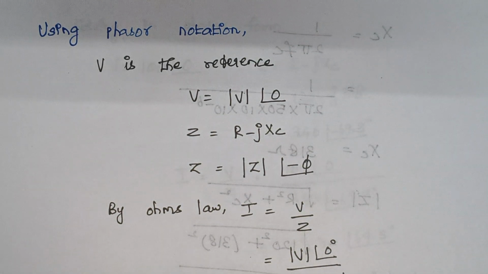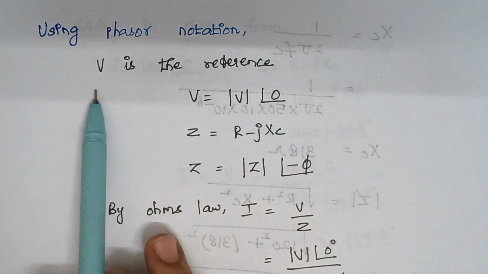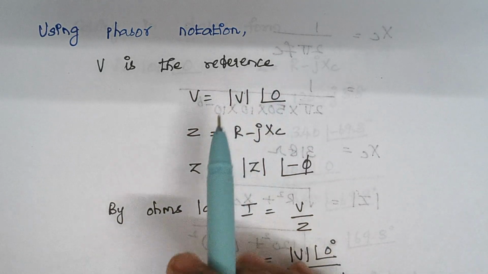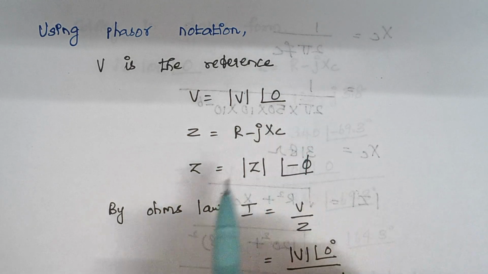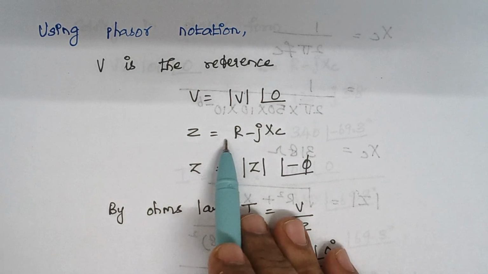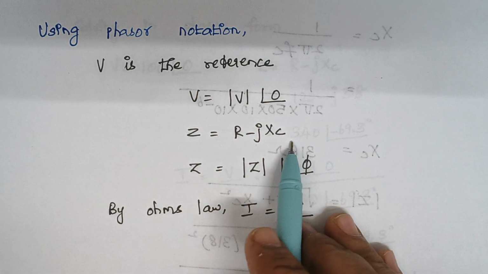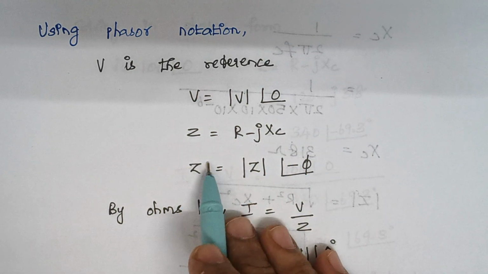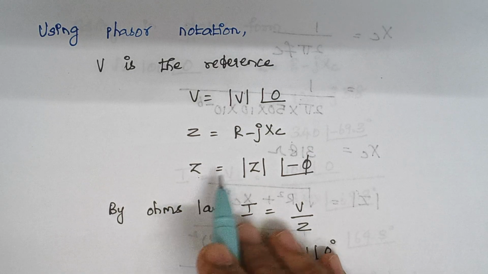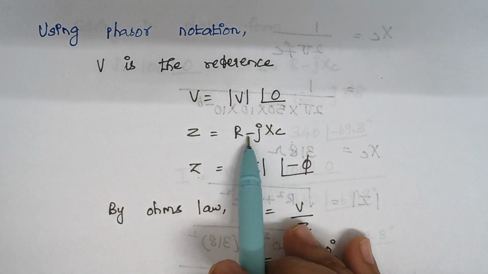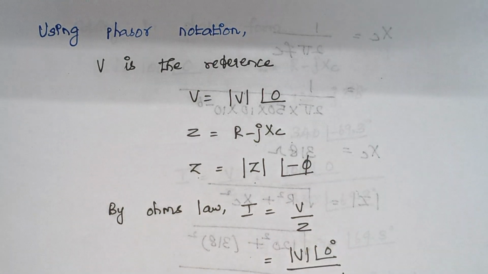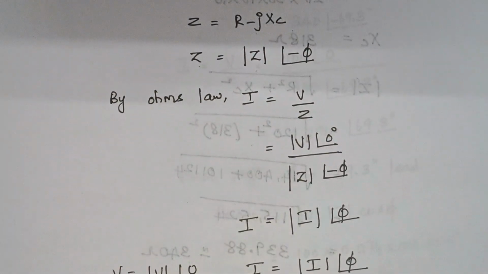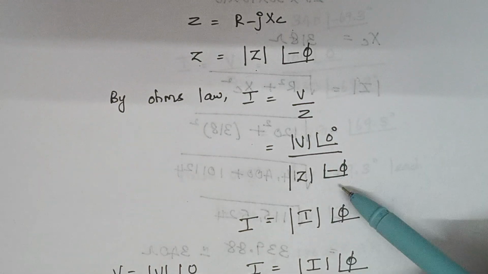When we use phasor notation, you see V is taken as reference. So V is given by its magnitude and the phase angle is 0 degrees, since we are taking the voltage as reference. Impedance is given by R minus jXC. When you write impedance in phasor form, this is your magnitude. Since we have a minus sign here, the angle has a minus sign. By Ohm's law, I is given by V by Z. So just substitute the values here.